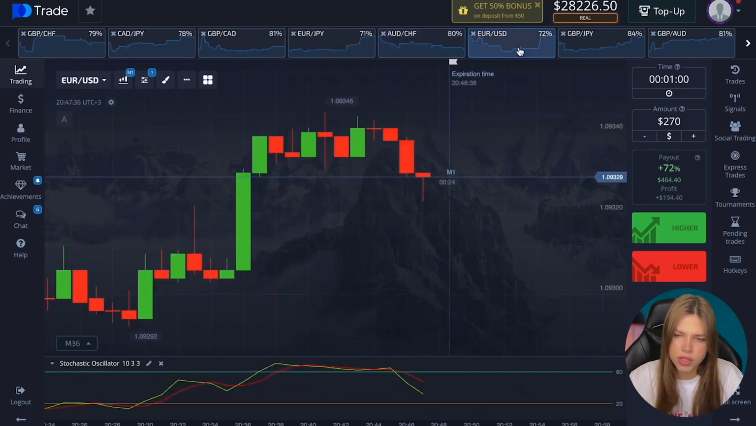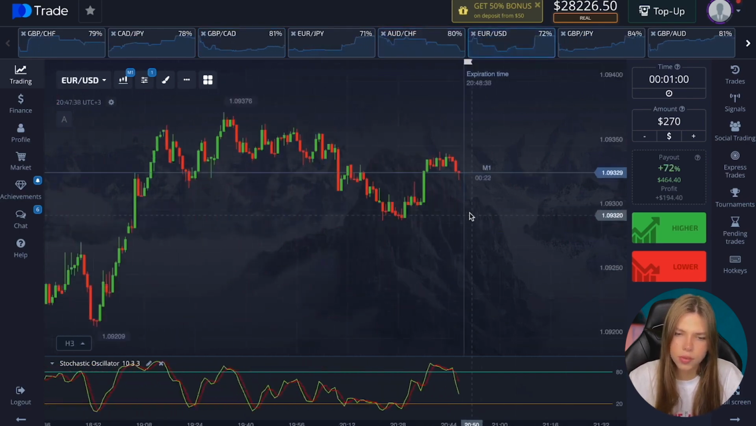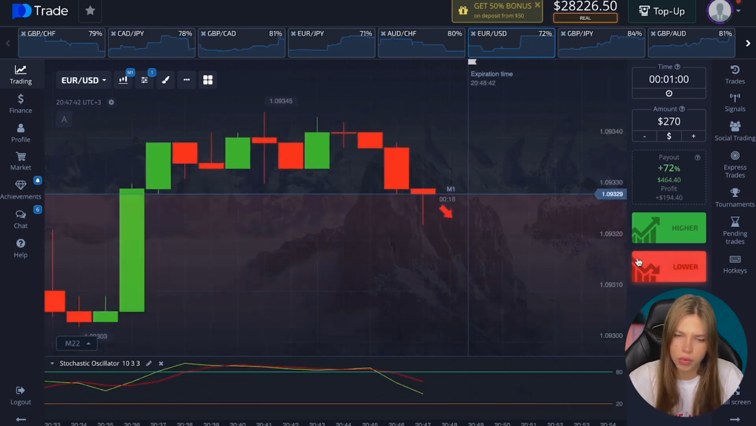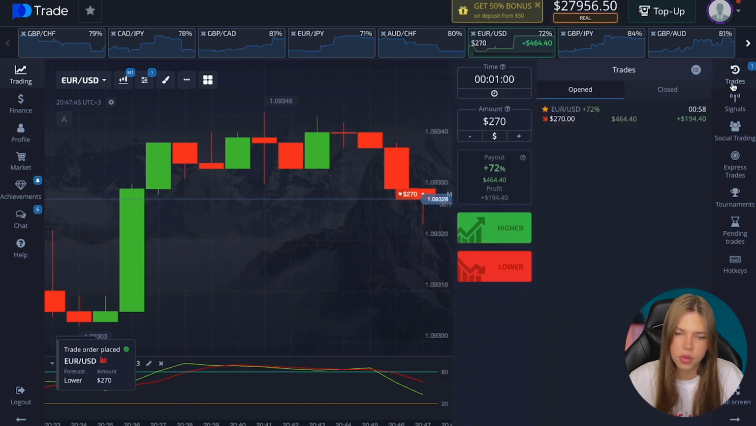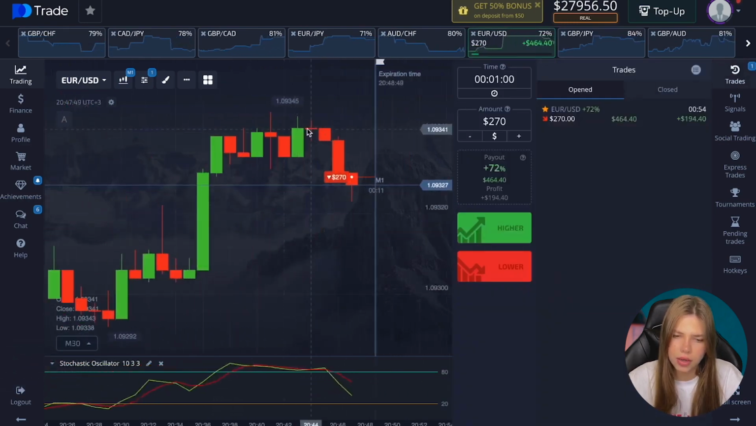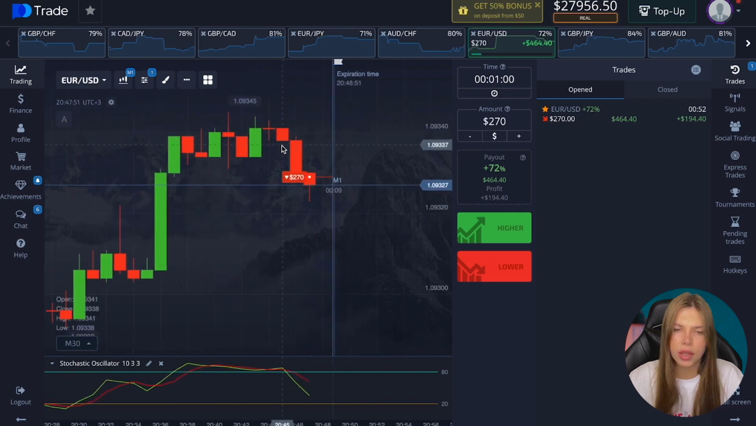Here there is a possibility that the bars will go down. They have not been going up for a long time, and accordingly the downward movement is going. So I'm looking at the indicator and entering into a deal. Let's watch here.